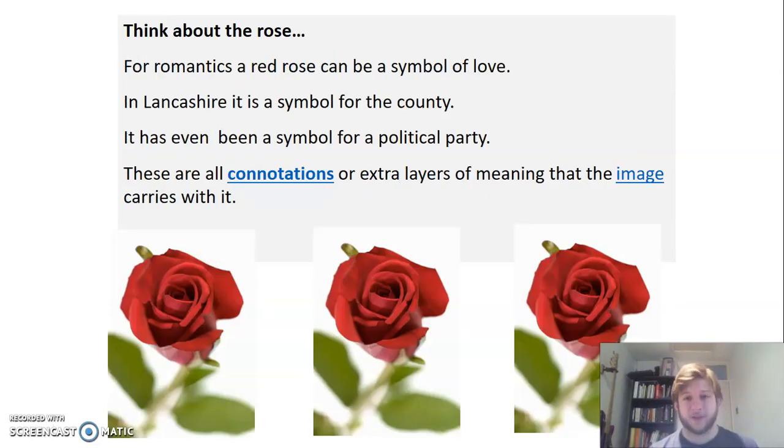So to apply that now, let's make it nice and simple. So a denotation here of this image, it's a rose, it's a flower. But if we think about connotations, the rose, the flower, could be a symbol of love for romantics. In Lancashire, it's a symbol for the country. It has been the symbol for political parties. Think about Beauty and the Beast, the Gothic imagery, the rose sometimes. So different connotations for the same image. So these are all connotations or extra layers of meaning that the image carries with it.